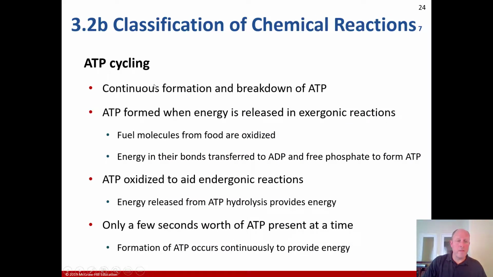And then we have ATP cycling. We have continuous formation and breakdown of ATP. Your body's always using and then reformulating ATP. If it doesn't do it, the cell dies. It's that simple. ATP is formed when energy is released in exergonic reactions.